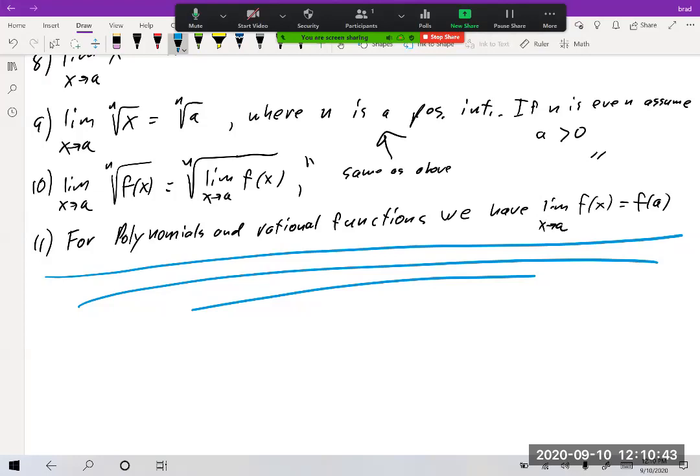But again, that's kind of with all these limits: for the most part, you're allowed to evaluate at a, as long as it's not breaking any rules of math, like dividing by 0 or something like that. Well, then you can't use some of these. You have to find another way around it, okay?